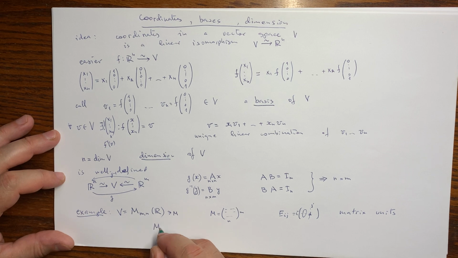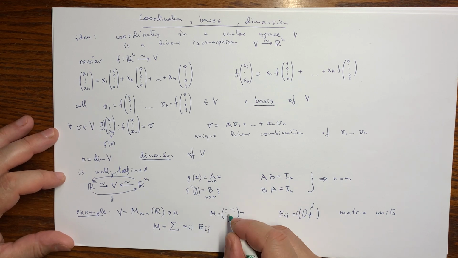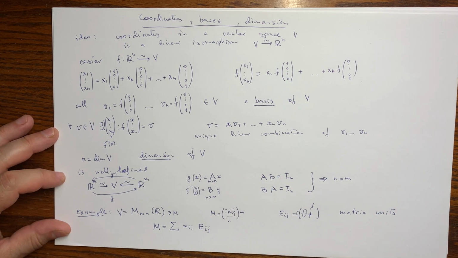So a matrix M I will write as a compact sum of matrix units with coefficients which are just matrix entries. So if I have entries Mij sitting in this matrix, they are just these coordinates. So that is a basis.